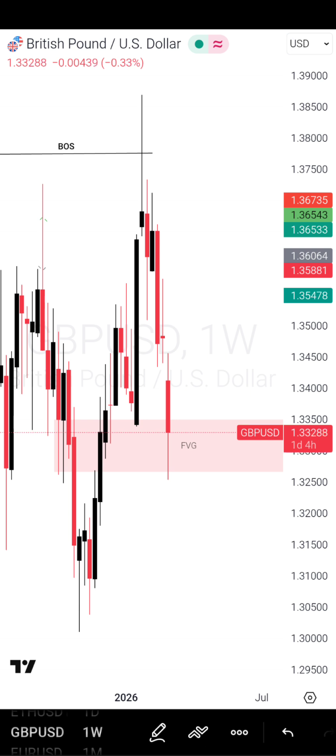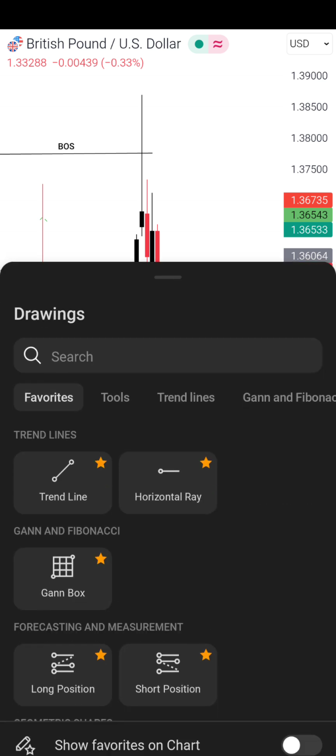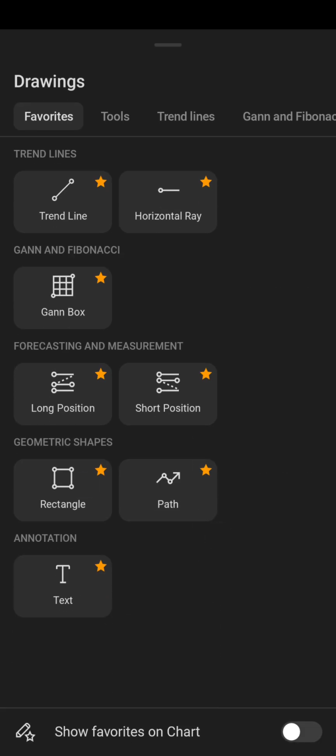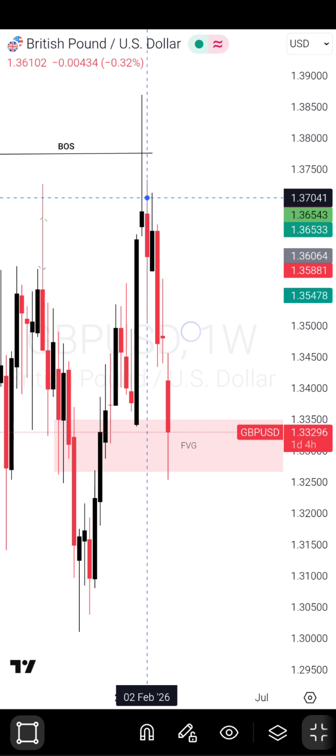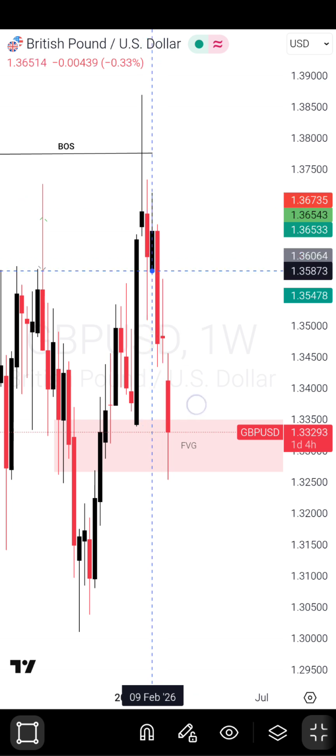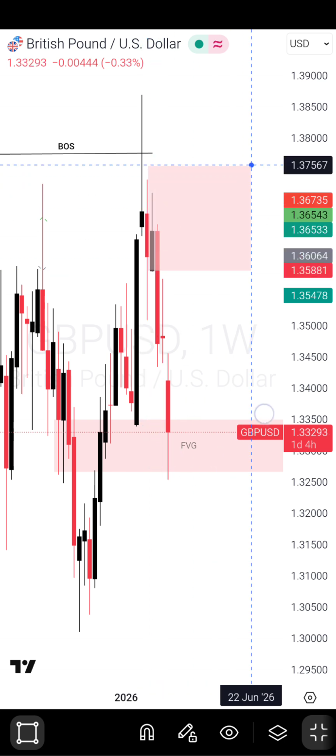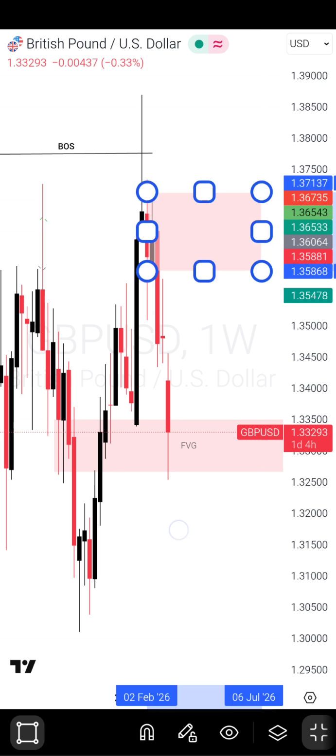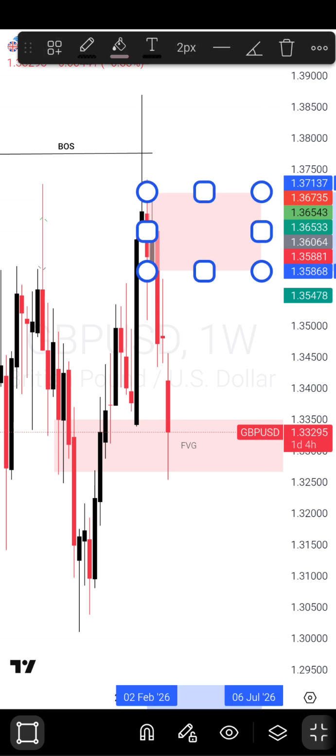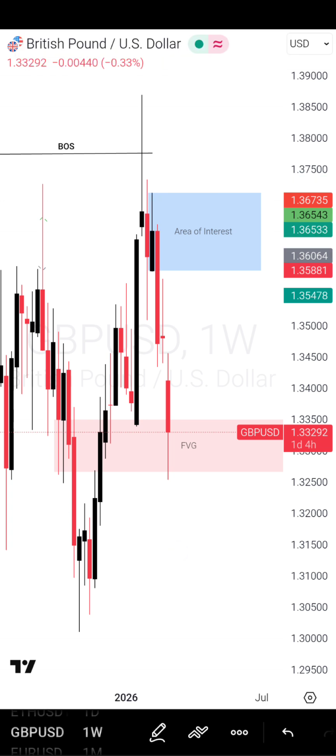Now moving forward, the other thing I can see here is a supply zone up here. This is drop base drop, which is this point here, which can serve as our area of interest in case this market wants to sell. Okay, so that will be our area of interest.